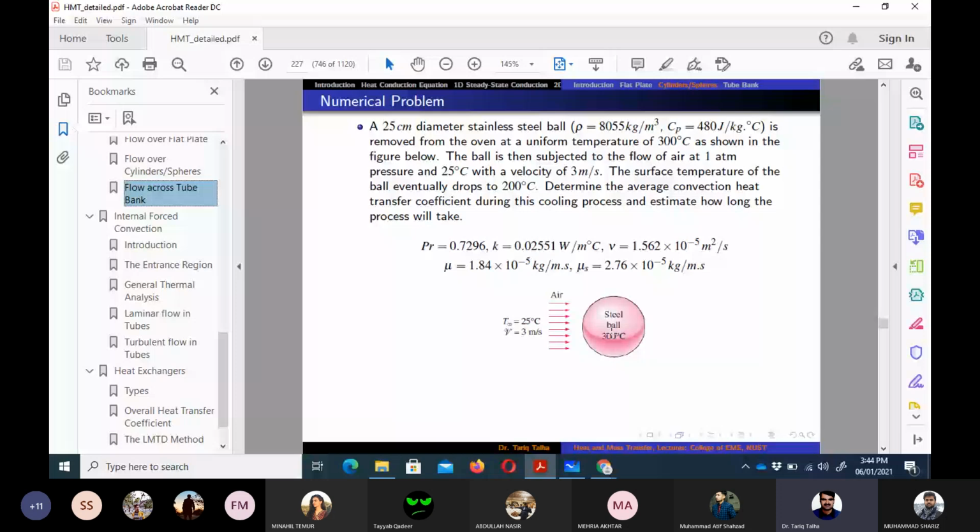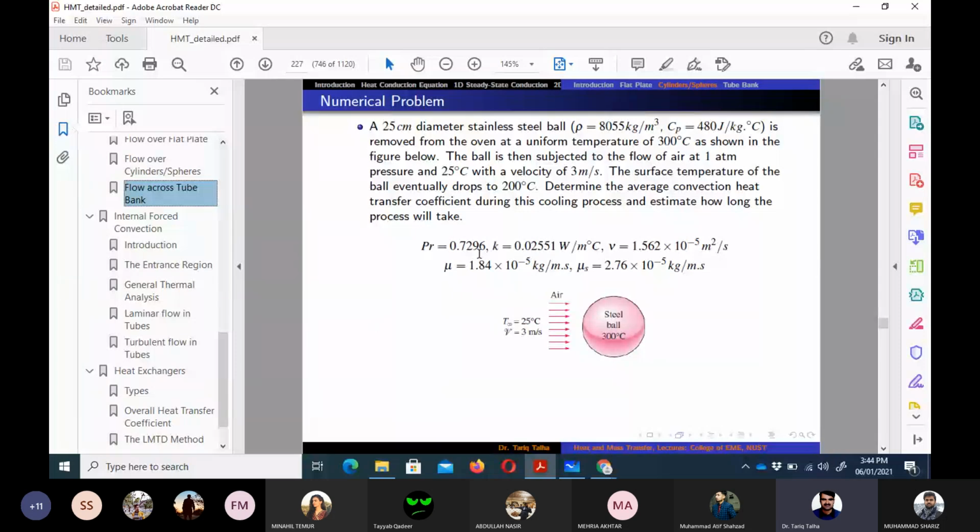So it means that there is a reduction of 100 degrees centigrade due to the flow of air over that ball. So the surface temperature, okay, determine the average convection coefficient heat transfer during the cooling process and estimate how long the process will take. Okay, so these properties are given.